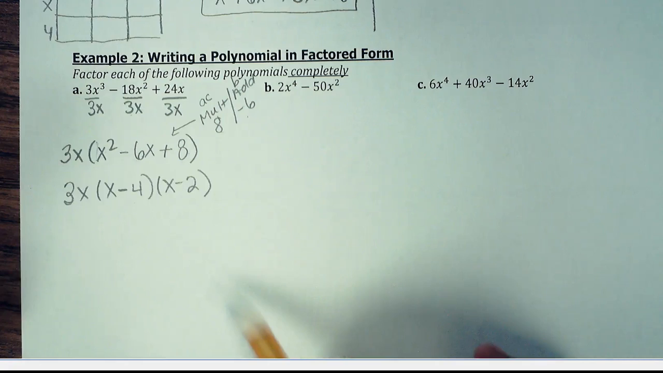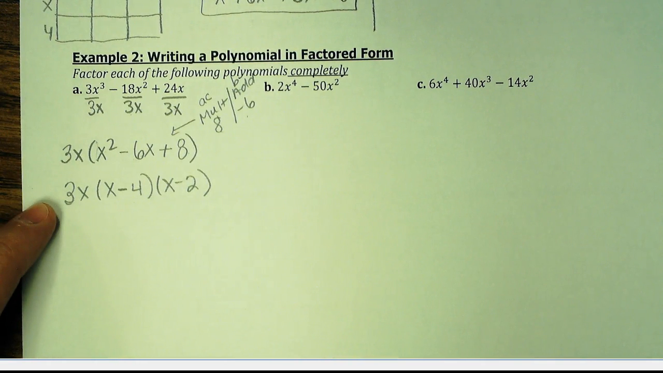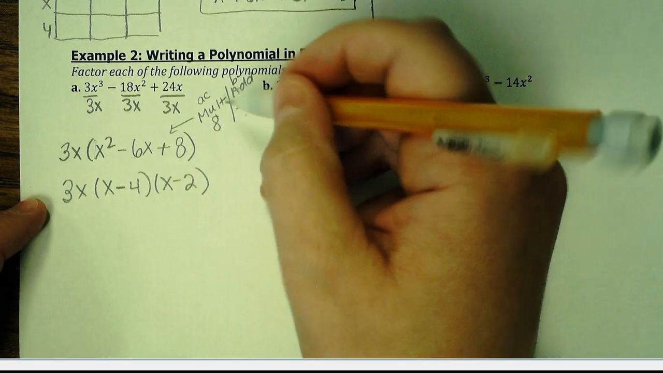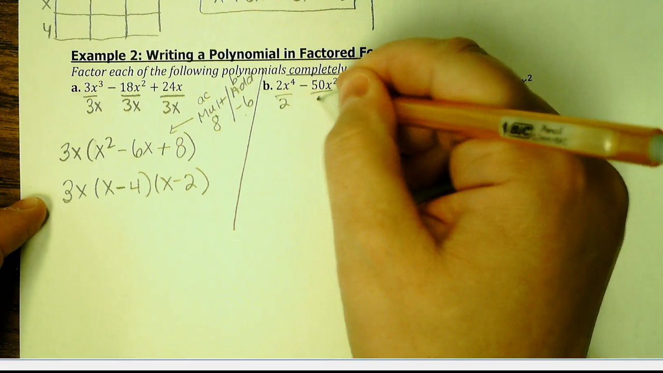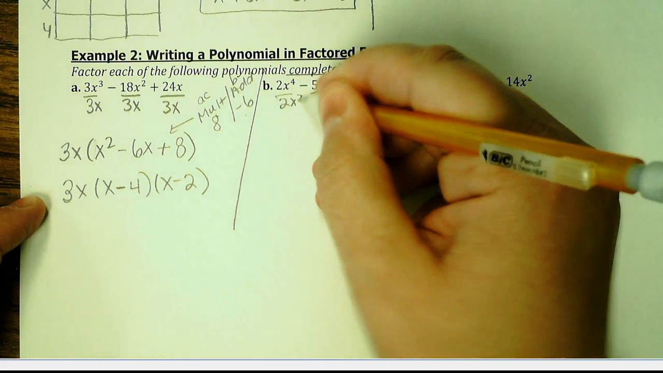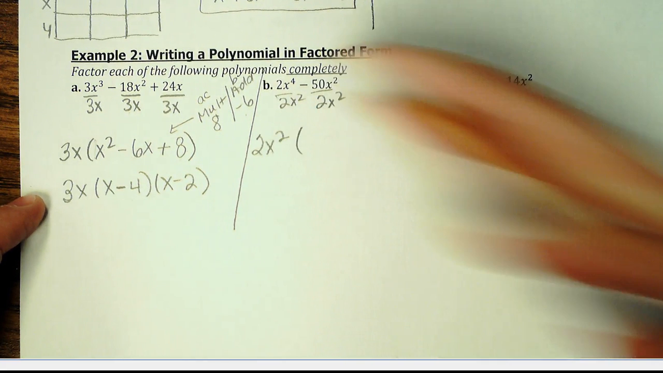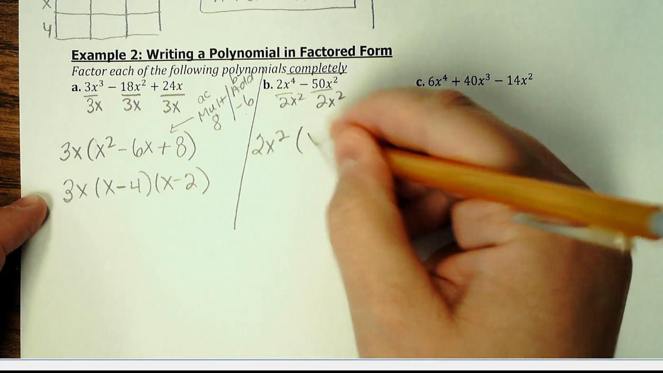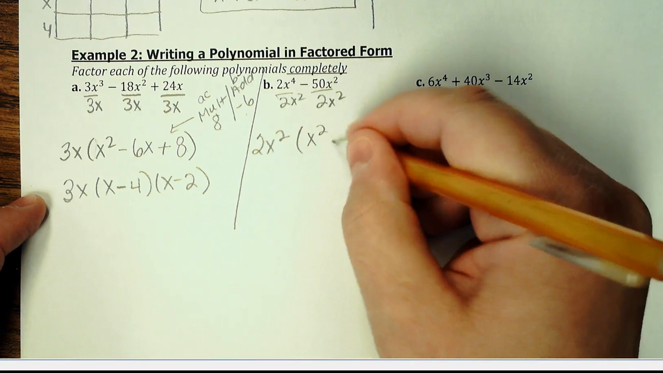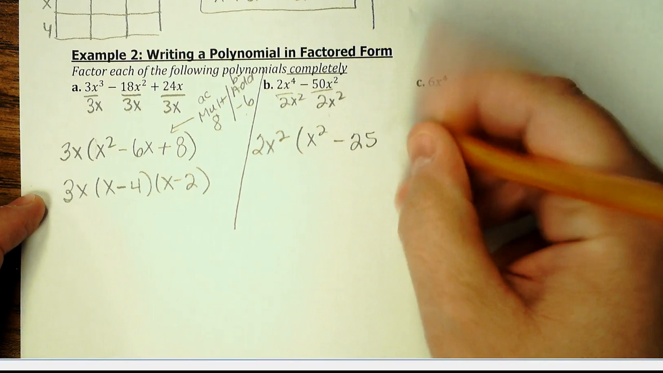And you're going to see in the next couple of examples why we would really like to have our equations, or our polynomials, sorry, in this format. Okay, same thing here. Both of these numbers are divisible by 2, and I have at least x squared in both. So I've got 2x squared. I can take that out in front. 2 divided by 2 would just cancel out, and I'd have x squared left here. 50 divided by 2 is 25, and then those x squareds cancel.